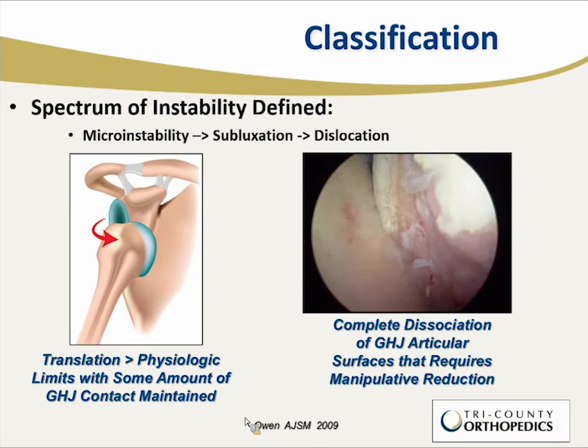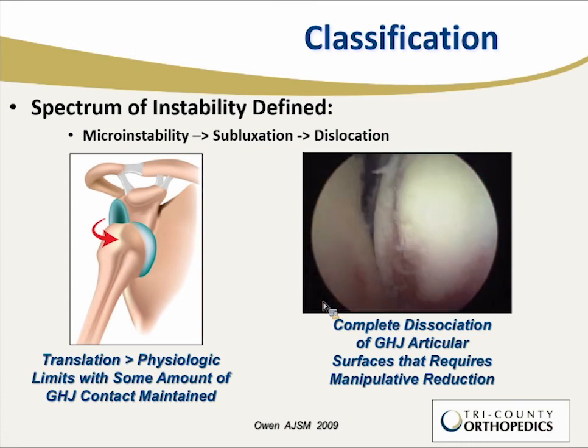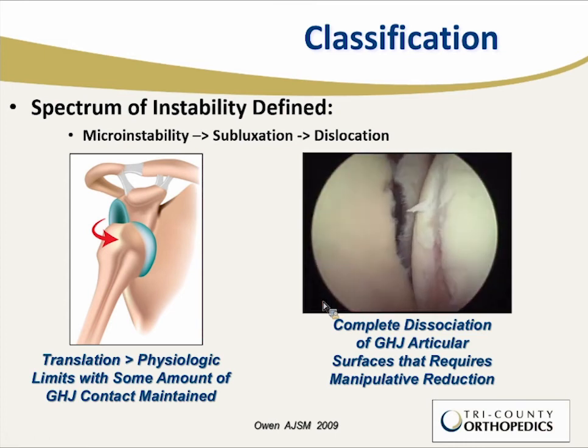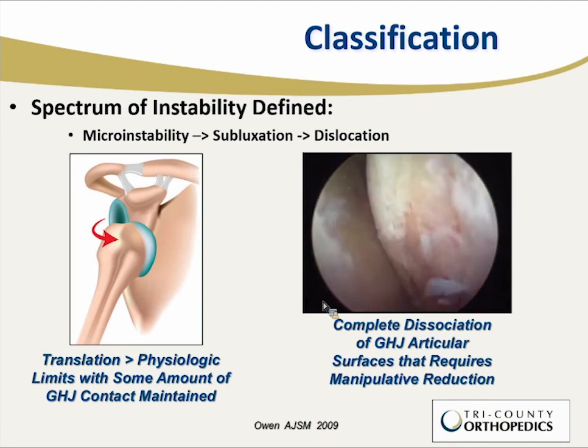I think that begins with classifying what we're talking about. So there's a spectrum of instability, starting from micro instability to what we think of as macro instability events. But you really have to think about instability as a dislocation, which is a complete dissociation of the two articular surfaces, the humerus on the glenoid. So it completely comes out and requires a manipulative reduction. So when we define and talk about a dislocation, that means that the two surfaces have separated and they need to be manually reduced. So that's a true dislocation.